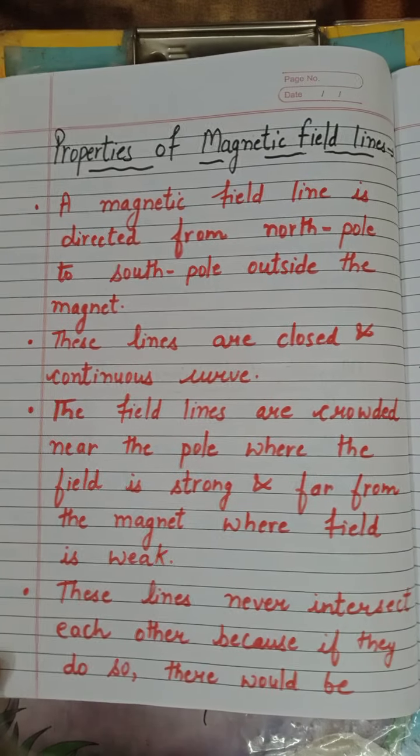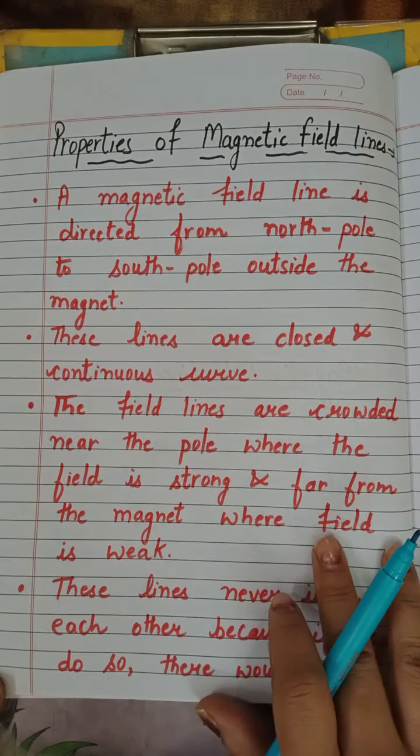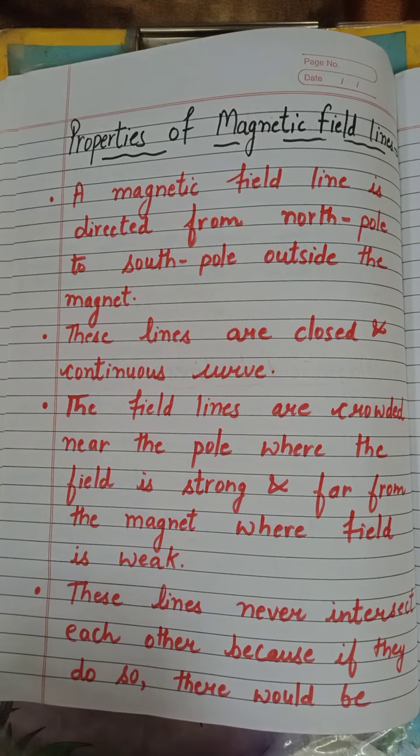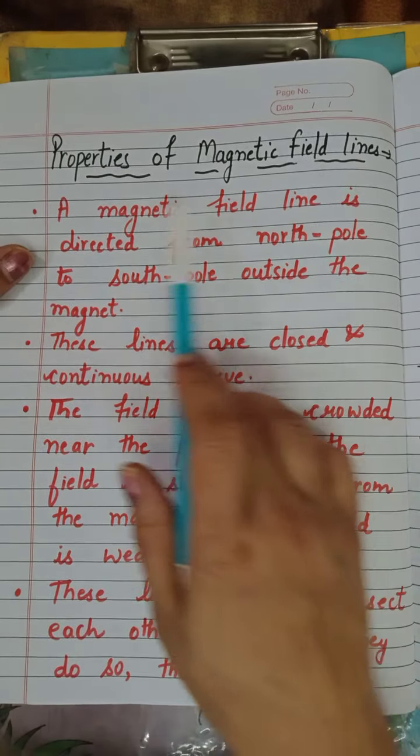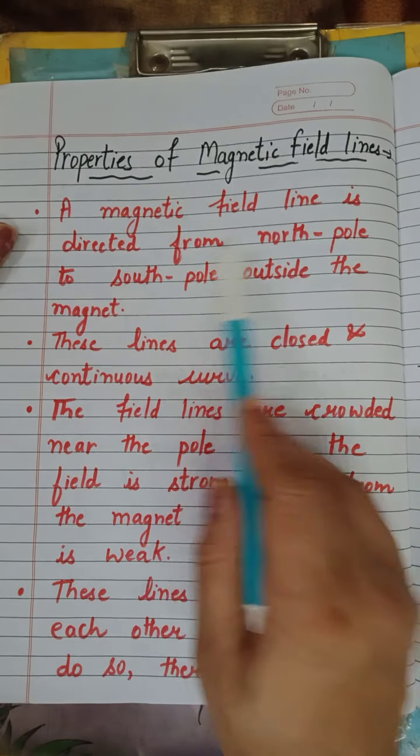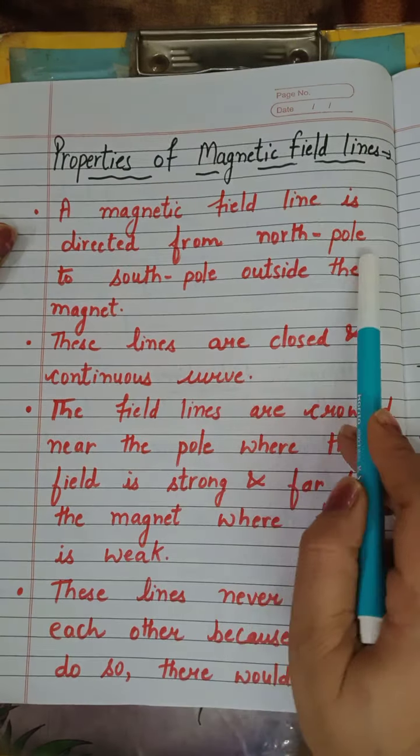Just see what are the properties. See the properties of field lines, magnetic field lines. What are the properties? Number 1, a magnetic field line is directed from north pole to south pole outside the magnet. इसका मतलब क्या है?